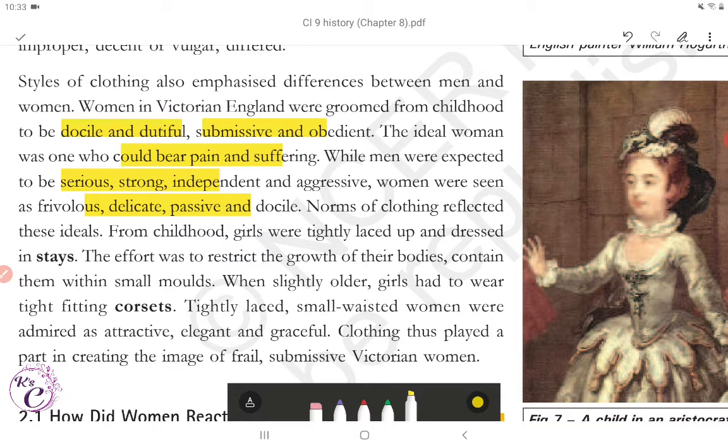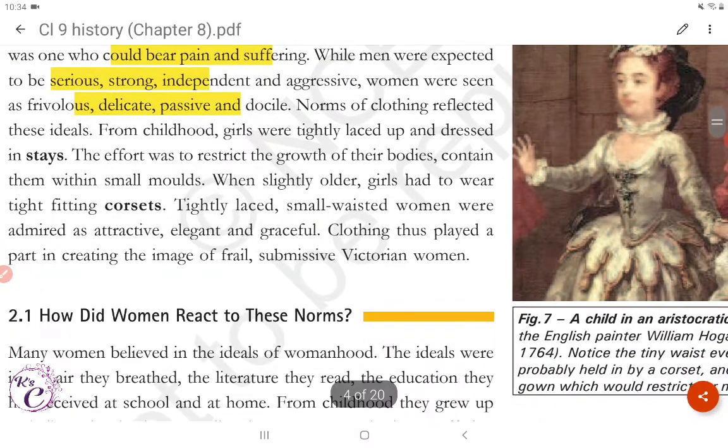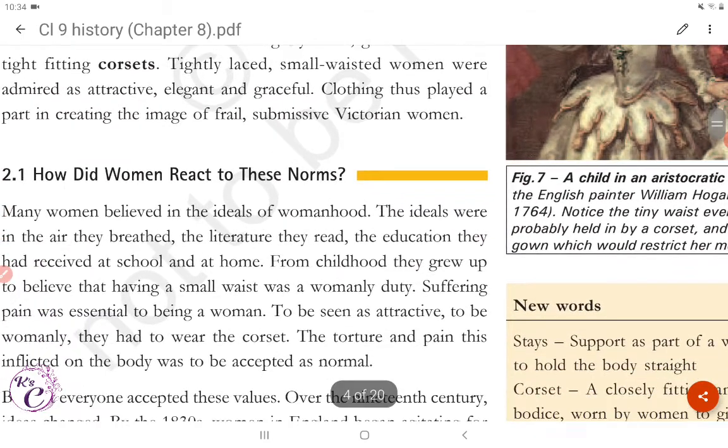From childhood, girls were tightly laced up and dressed in stays. The effort was to restrict the growth of their bodies, contain them within small molds. When slightly older, girls had to wear tight-fitting corsets. Tightly laced, small-waisted women were admired as attractive, elegant, and graceful. Clothing thus played a part in creating the image of frail, submissive Victorian women.